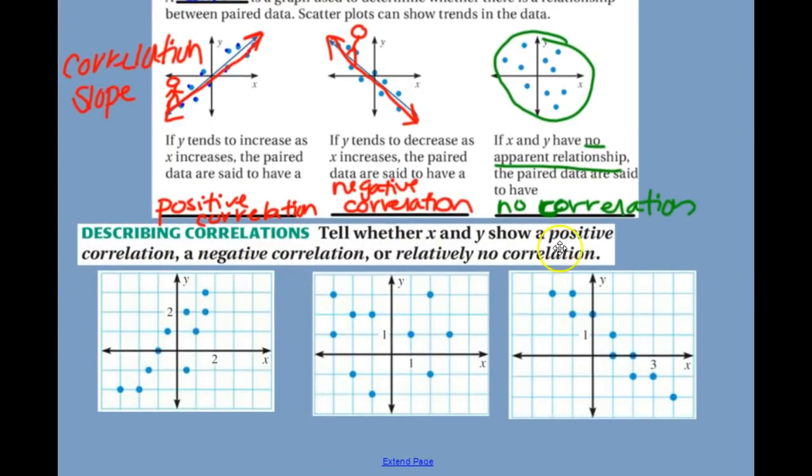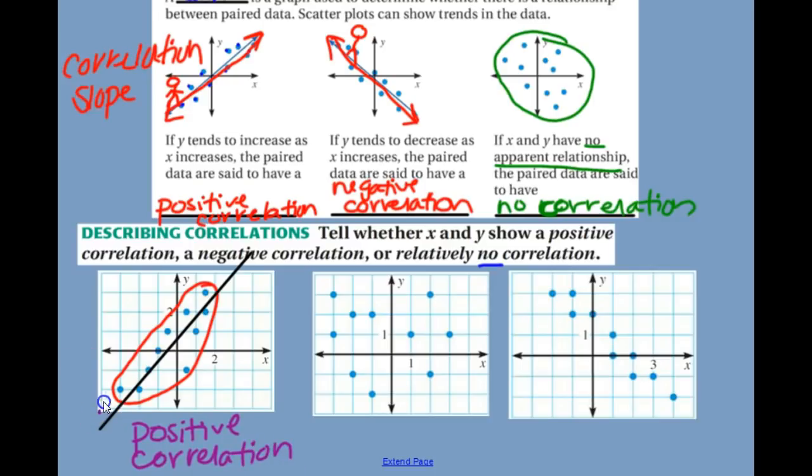Here it says, tell whether X and Y show a positive correlation, a negative correlation, or relatively no correlation. The easiest way to do this would be to circle all of our dots closely, and we can see that, you know what, they generally go in this direction. This line, I just put a line right through, some above and some below, generally fits the data. This is what we would say is a positive correlation, because we would be going up from left to right.